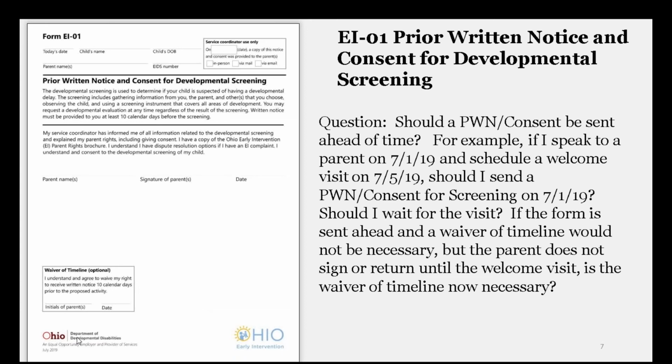Thank you. There is one additional part of the question about whether the waiver of timeline is always relevant. So if the forms were mailed on 7/1/19, the activity, in this case the screening, could not occur until 10 days have elapsed. The screening could not be administered on 7/5 when the service coordinator did the home visit, unless the parent wants the screening to occur before the 10 days have elapsed. In that case, the parent would need to complete the waiver of timeline, or the screening would need to wait until after July 11th. So it's availability of the provider and the 10 days required in prior written notice or the waiver.